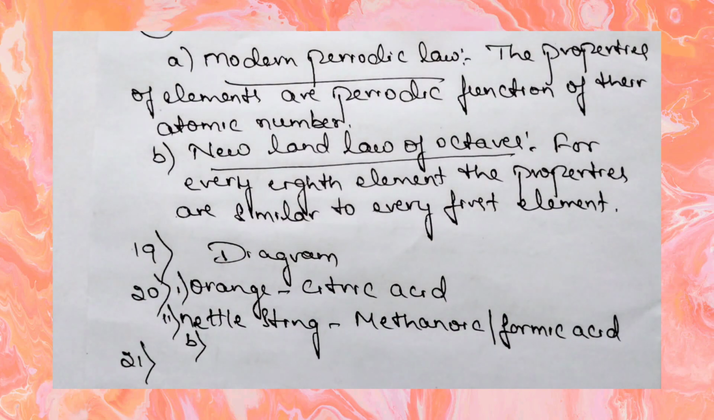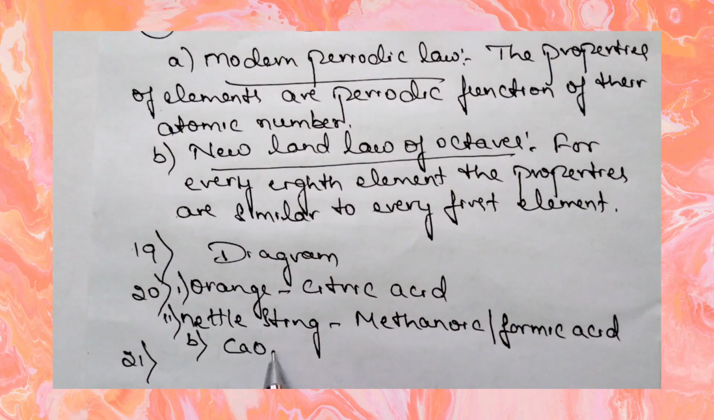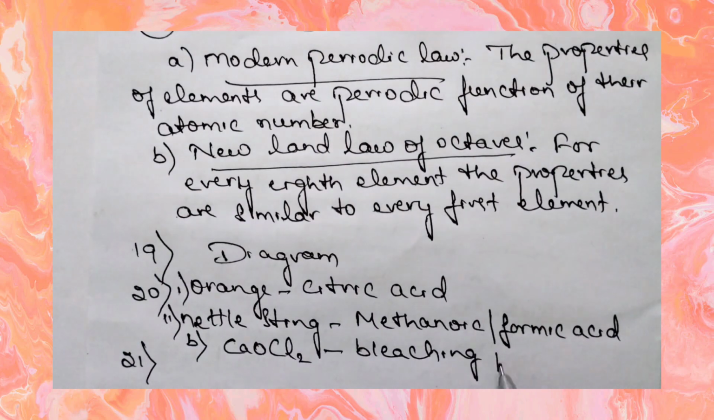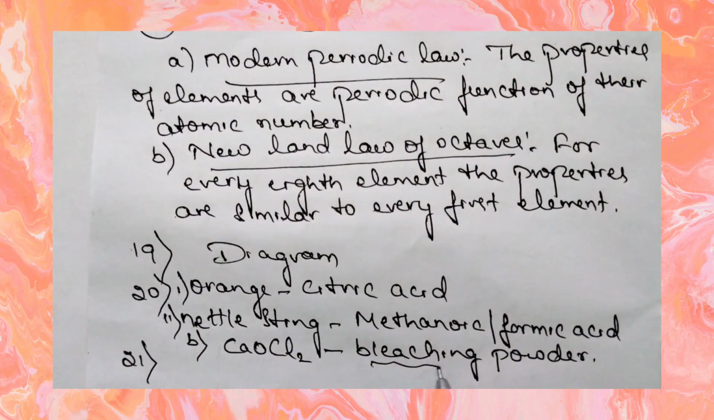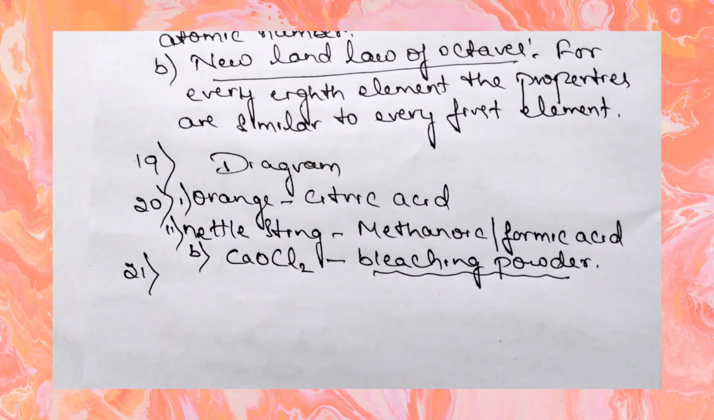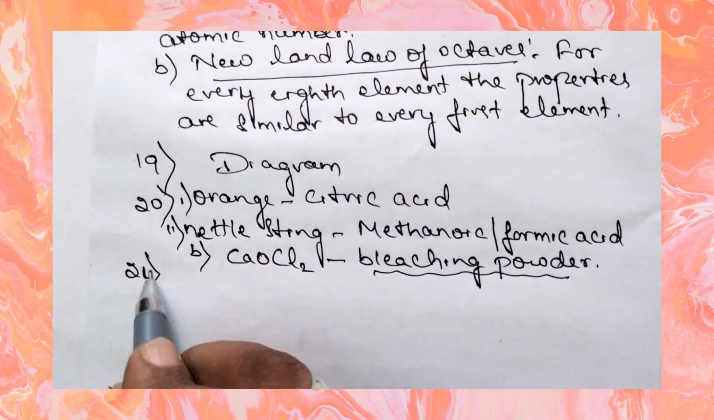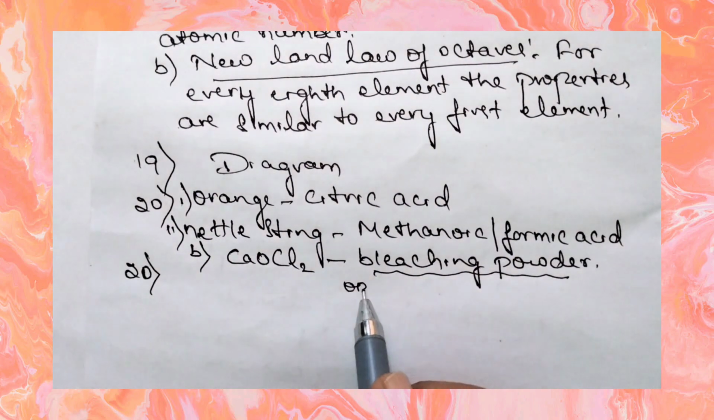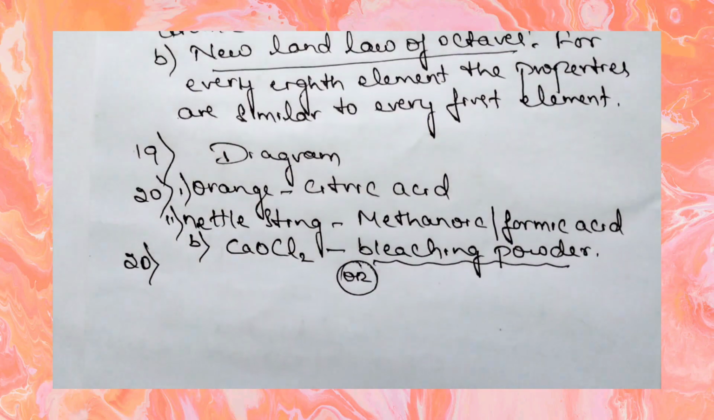What is the common name of CaOCl2? The common name of CaOCl2 is bleaching powder. It is calcium oxychloride. This calcium oxychloride is called as bleaching powder. Next, in 20th only one more internal choice question is there.